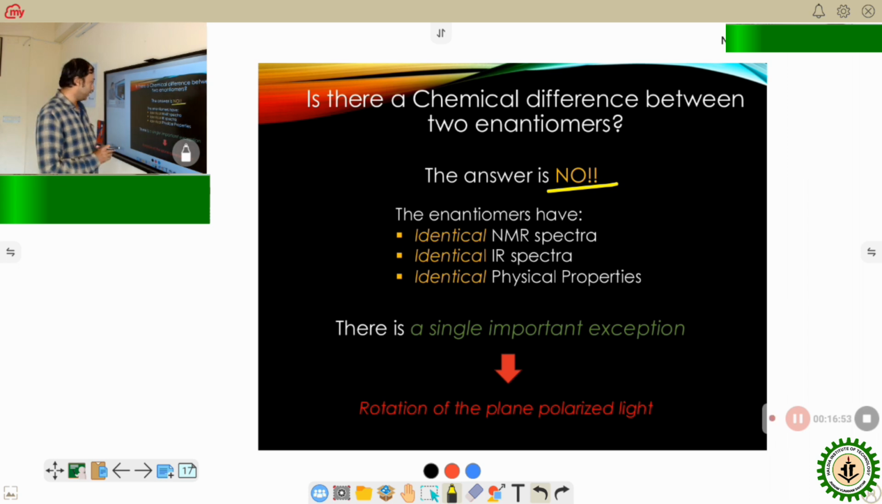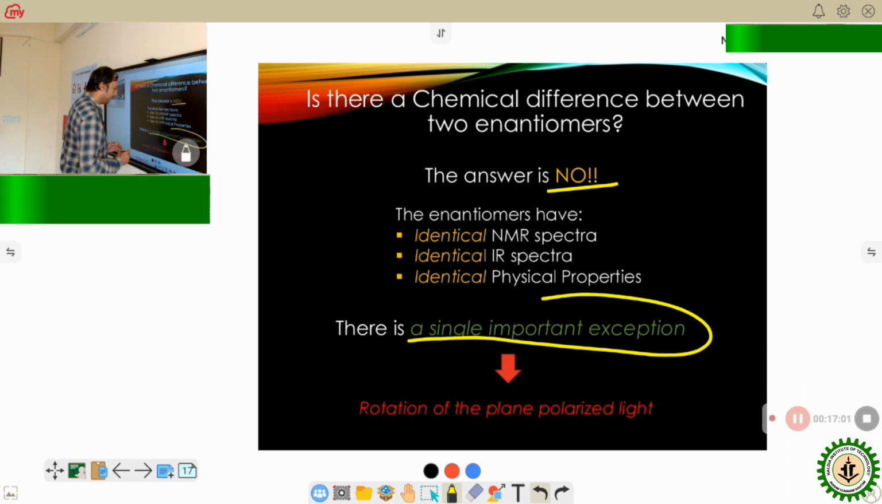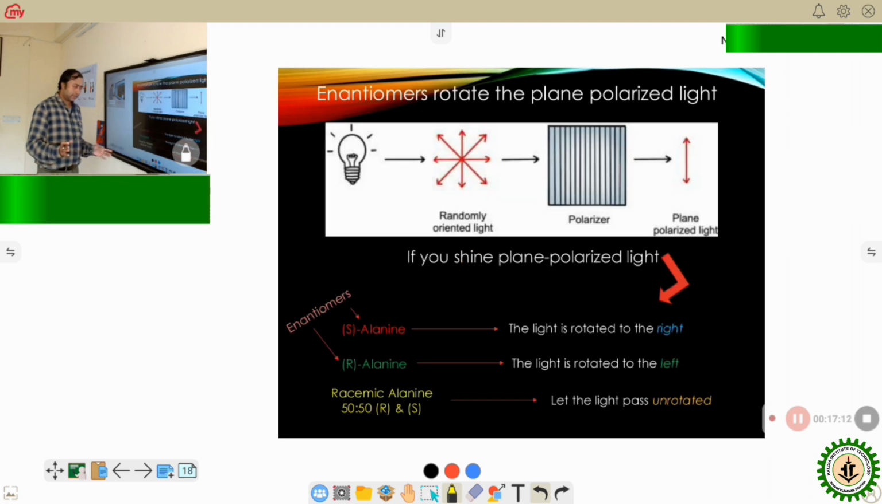But there is a certain way we can distinguish between them. There is only a single important exception, and that is rotation of the plane polarized light. That's the only way we can differentiate between two enantiomers, R and S. So let us see this. What is plane polarized light? You have a light source, and the light coming is randomly oriented, unpolarized light, with electric and magnetic fields vibrating in all directions. Then I pass it through a polarizer, whose job is to make it polarized in a plane, so light is vibrating in a single direction.